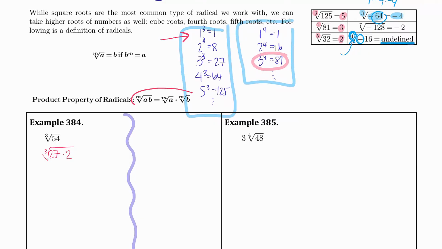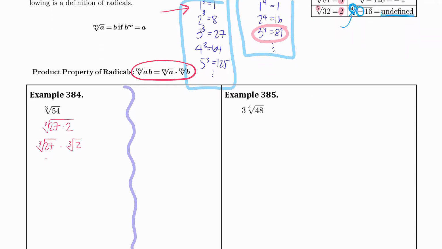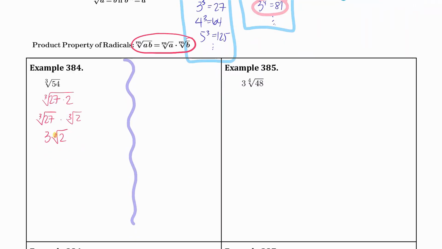My rule that we used on our last section is I can rewrite this as the cube root of 27 times the cube root of 2. Well, we know the cube root of 27 is 3, and then we keep that cube root of 2. And just be careful writing this little index right here. Make sure it's a small number above that little tail so we don't think it's a number out in front.